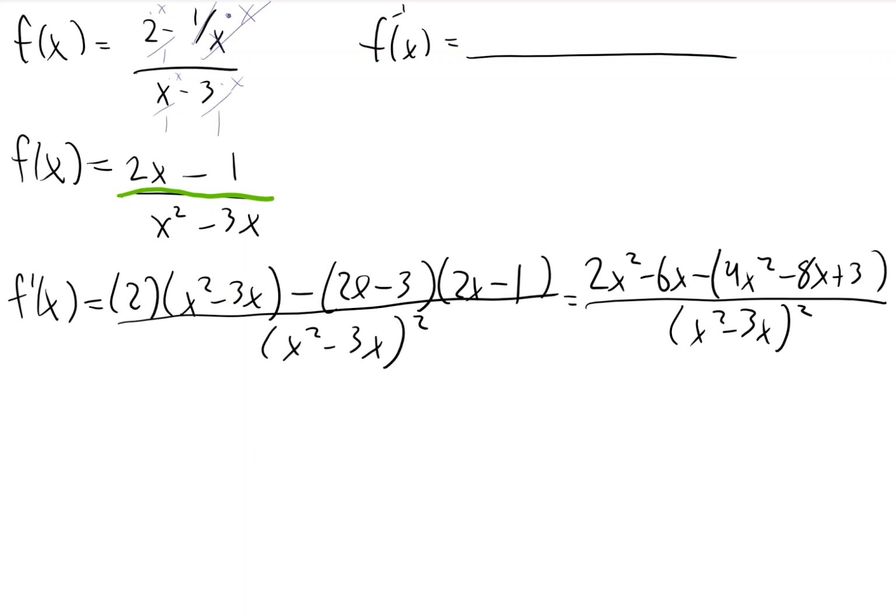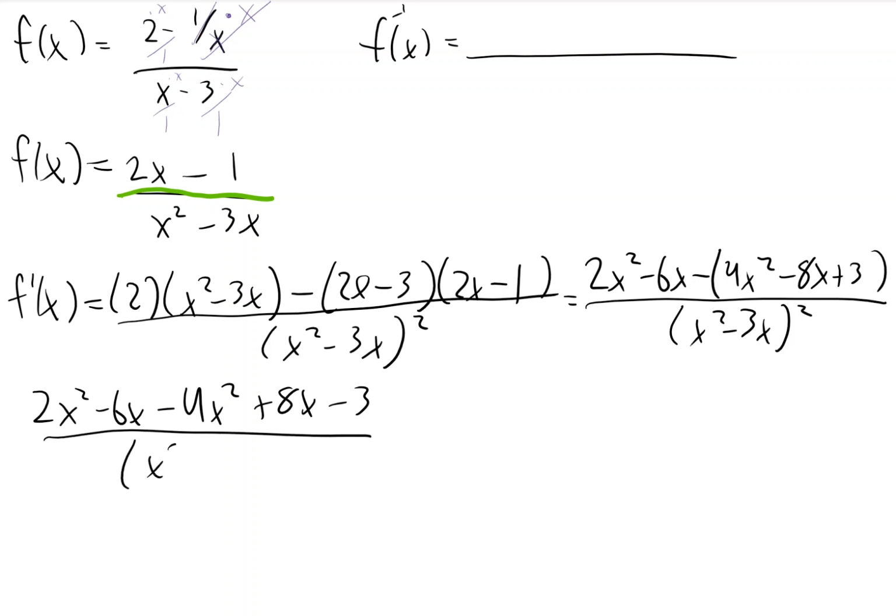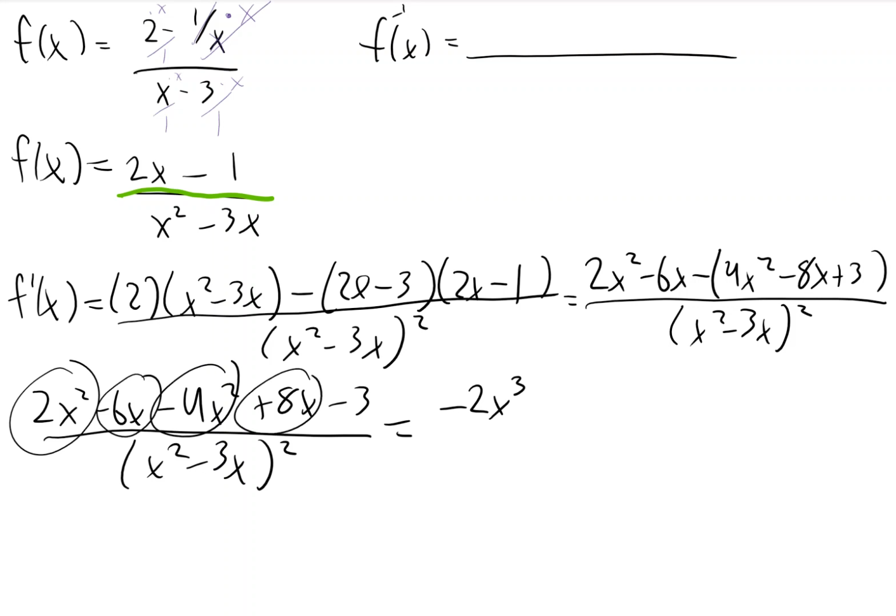Okay, so now I need to get rid of these parentheses, so I really wanted to subtract the whole thing. So it makes the 4x squared negative, the 8x positive, and the 3 a negative. And now finally I can start to combine some like terms. I've got some x squareds here and here. Looks like there's negative 2 of those total. Got some x's here and here. Looks like there's 2 of those total. And I've got a constant of minus 3.